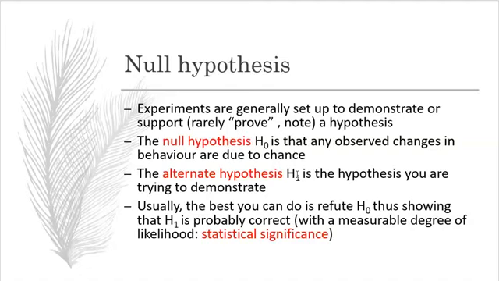And the alternate hypothesis, or H1, is generally the hypothesis that you are trying to prove. So how does it work? You do not try to prove the alternate hypothesis. Rather, you try to disprove the null hypothesis, and by doing that, you try to support the H1 hypothesis. So usually the best you can do is refute the H naught, thus showing that H1 is probably correct.